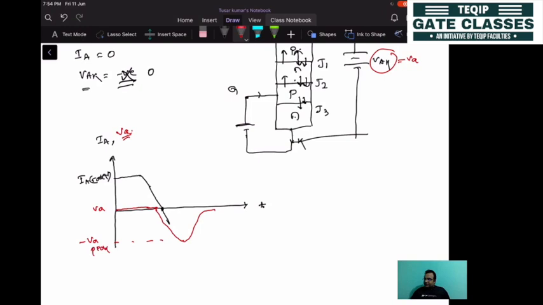Then what happens? As you have applied a negative voltage, current will flow for a certain duration in the reverse direction. The current will follow this path, and then here it will come to 0. But this is the current from the device becoming 0.